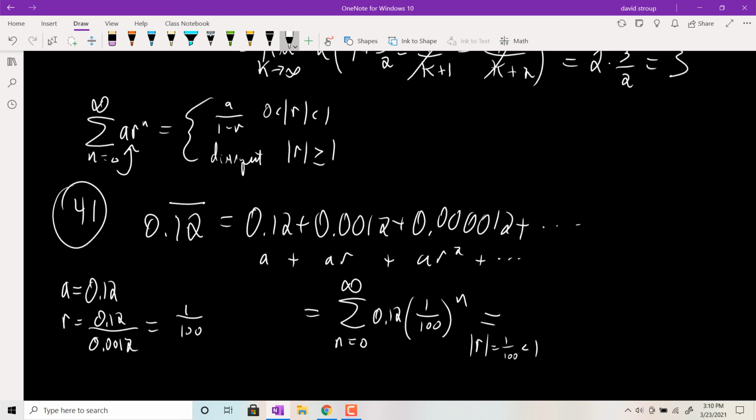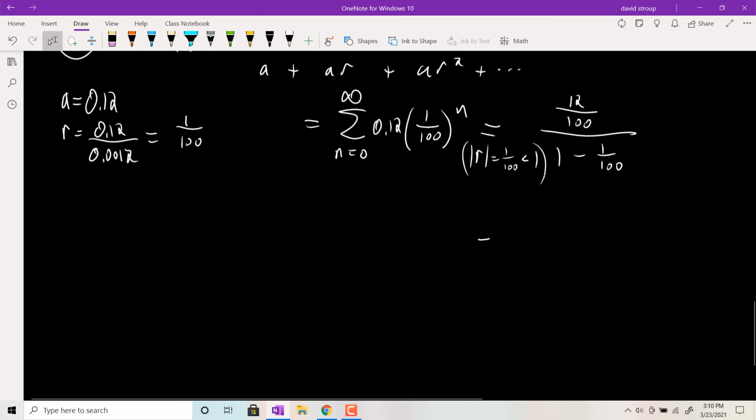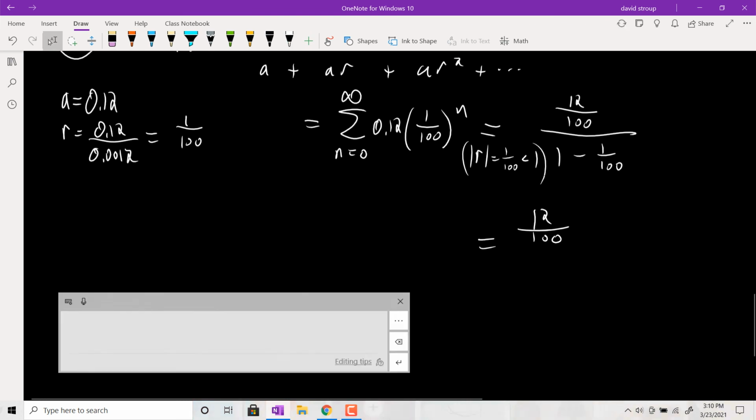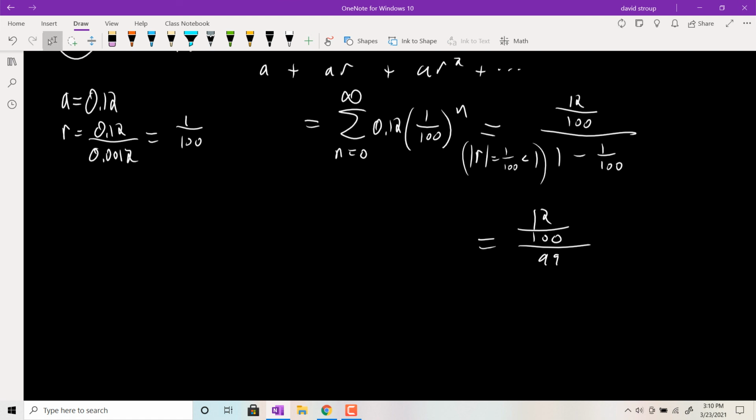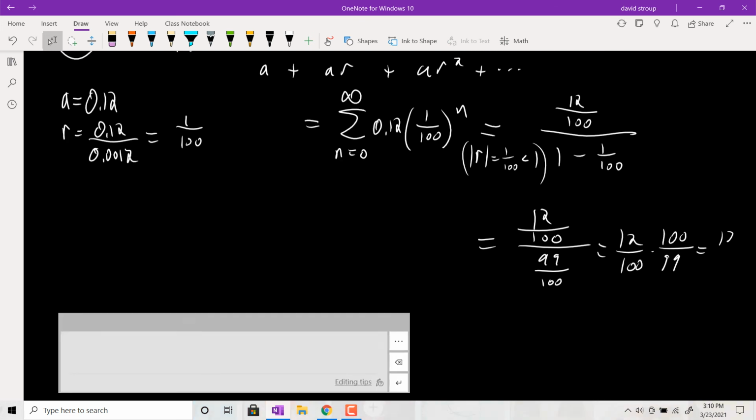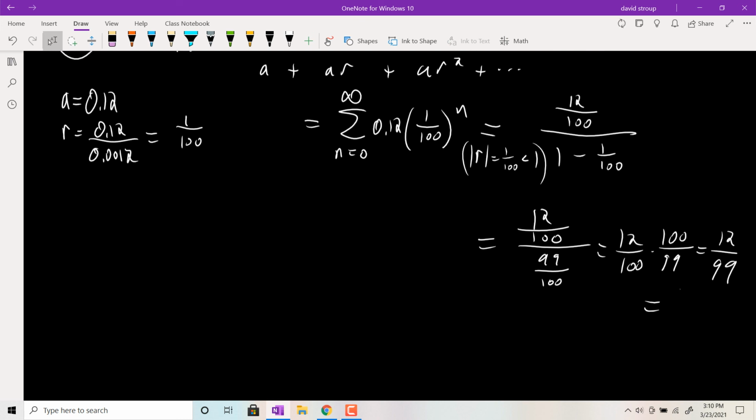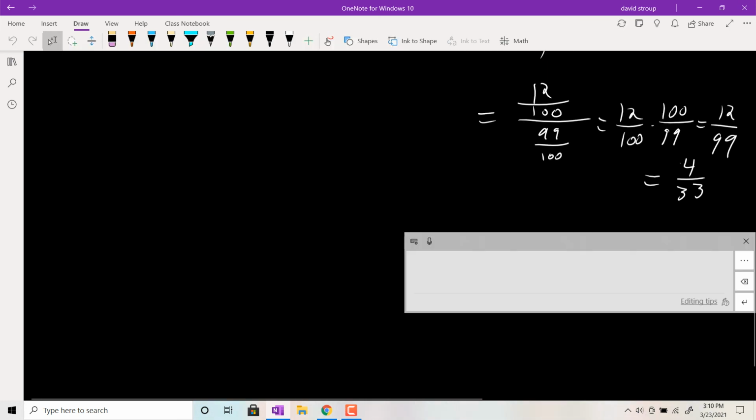Okay. So this thing will equal 0.12, the a value, or if you'd rather, 12 over 100, all over 1 minus 1 over 100. Then you could simplify that and have your answer. So this is 12 over 100 all over 99 over 100, which would equal 12 over 100 times 100 over 99, which would be 12 over 99, which is 4 over 33. Now you can check that in your calculator, but it does turn out to be our answer du jour.